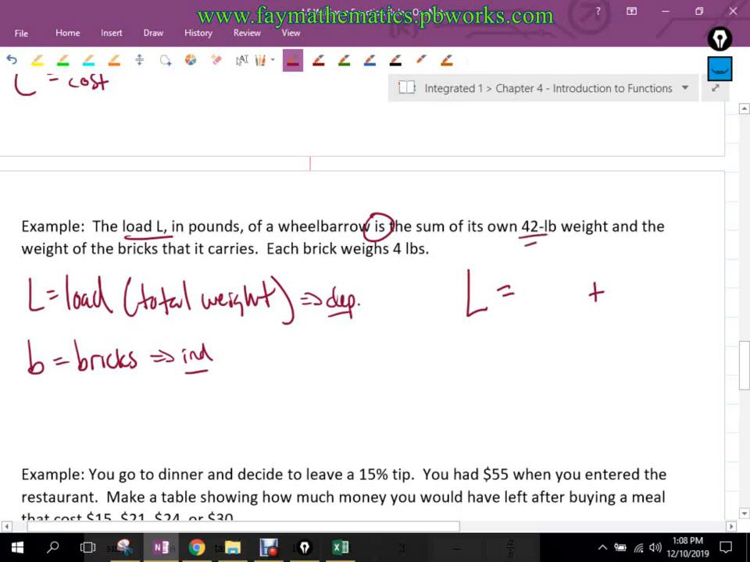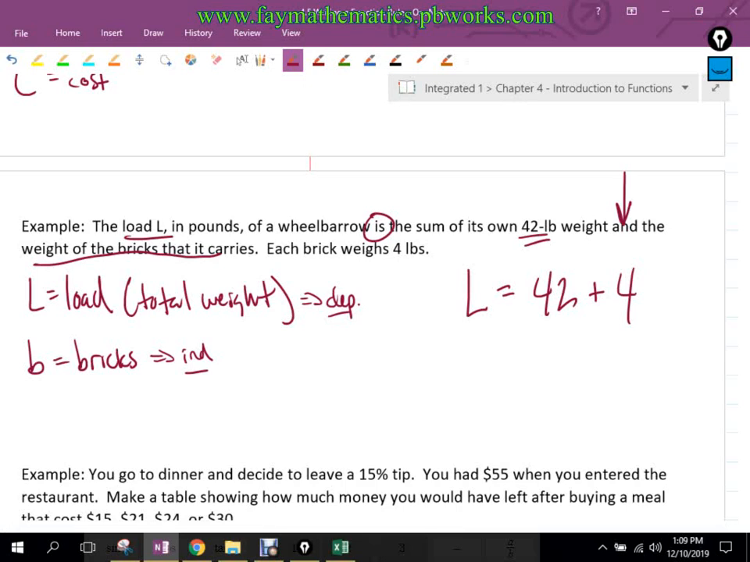It says its own weight, 42 pounds, and the weight of the bricks it carries. Okay? So I need to add to it the amount of bricks I have, right? Well, how much does each brick weigh? 4 pounds. So if I have one brick, well, let's do this. If I have 0 bricks, it's plus 0, right? If I have one brick, it's plus 4. If I have 2 bricks, it's plus 4 plus 4, or 8. If I have 3 bricks, it's 4 plus 4 plus 4.